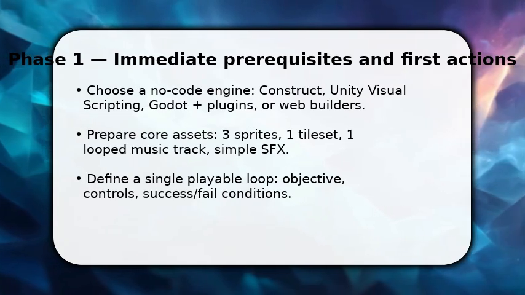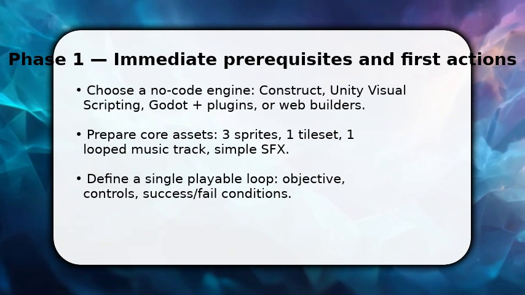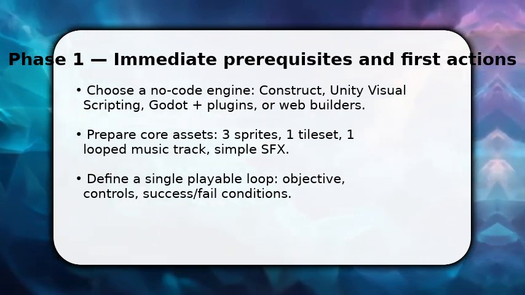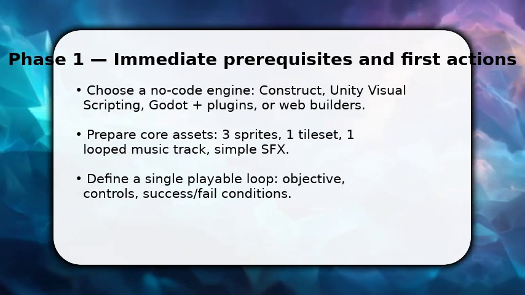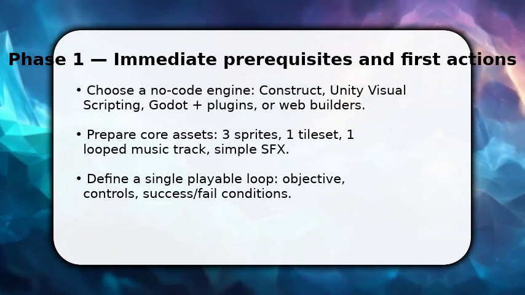Enjoy the video. You begin by picking a no-code platform that matches your game type. Choose Construct, a visual graph, or a drag-and-drop web builder. Next, import minimal assets: 3 sprites, a tileset, 1 looped music track, and a sound effect so you can iterate quickly. Then create the playable loop.